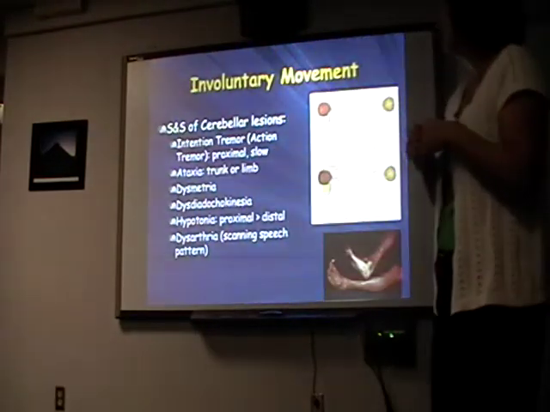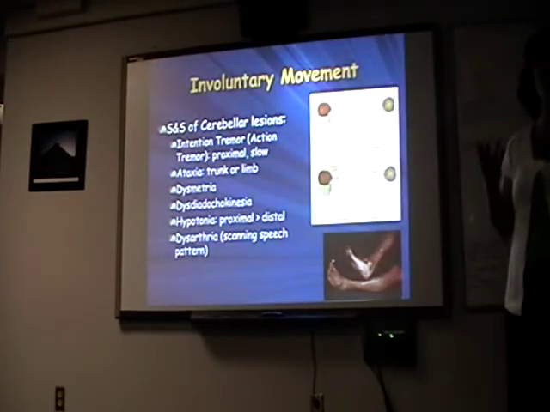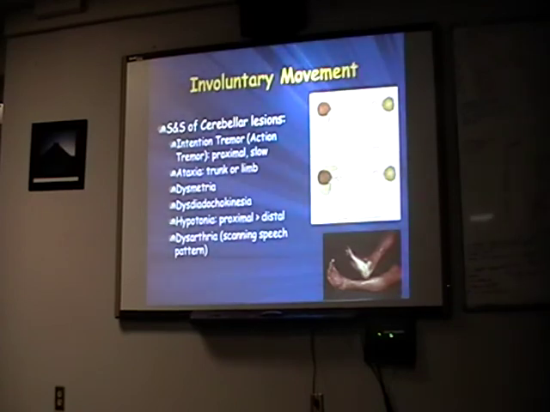We've got our intention tremors, which means the tremors during movement, not at rest. Ataxia, which is lack of coordination. Dysmetria, which is inability to grade the force or range of movement. Hypotonicity, this lack of postural control is what we really see. So more proximal problems than distal with hypotonicity because they're not able to maintain their posture. And then dysarthria, which is the slurred speech.